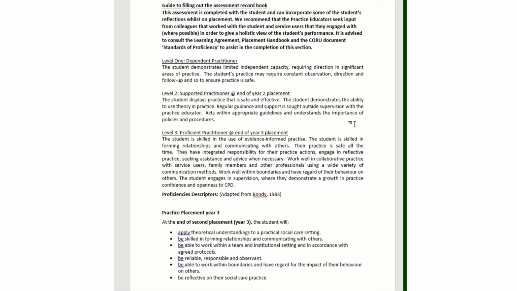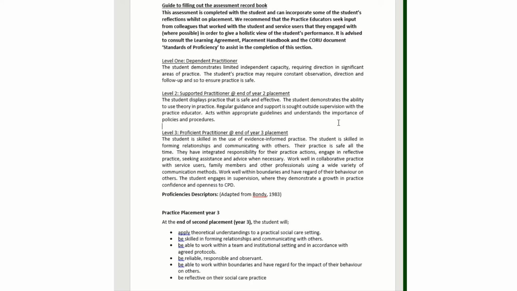I'm just going to give you an overview of completing the assessment form for students in their third year placement. As you can see from this page, we give a breakdown of the different levels that the students are scored against. Starting at level one, which is dependent practitioner, which wouldn't be a level that would meet the standards for a third year placement. Level two, which is supportive practitioner, would be the level that the students could attain as a base standard at the midway point of practice.